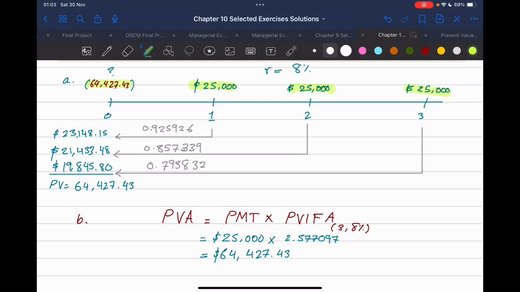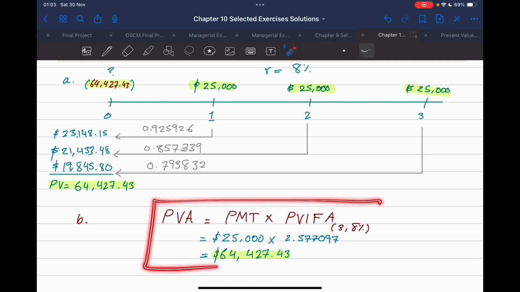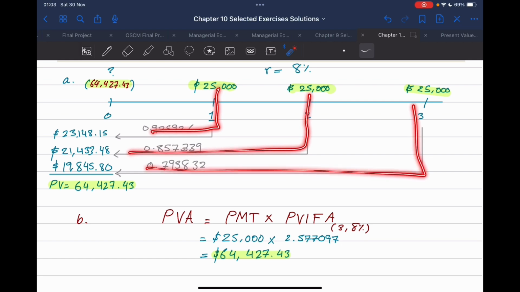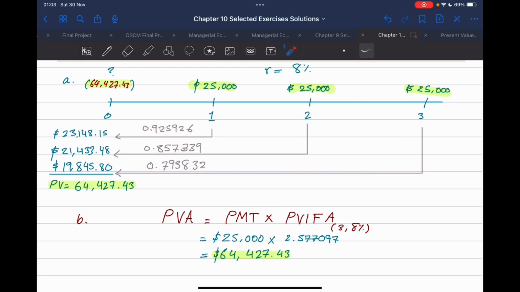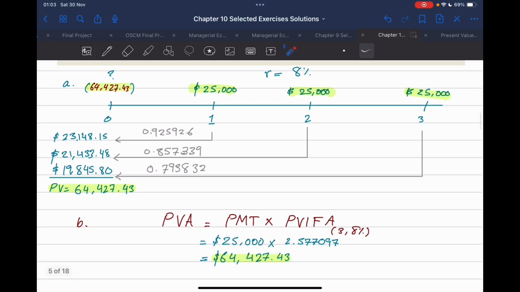Now notice how this present value of annuity is identical to what we calculated in the first step. And this is, as I said, the point of this exercise. Notice how much easier it was for us to do it this way instead of discounting each amount individually, right? And this is the point of table 2. This is the point of annuity. There are certain conditions. If they apply, we can use the annuity table to make our life easier instead of discounting each cash flow.